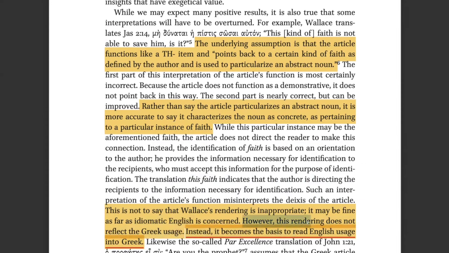However, he says this rendering does not reflect the Greek usage. Instead, it becomes the basis to read English usage into Greek. Boom, concept fallacy. So this is concept fallacy in grammar.